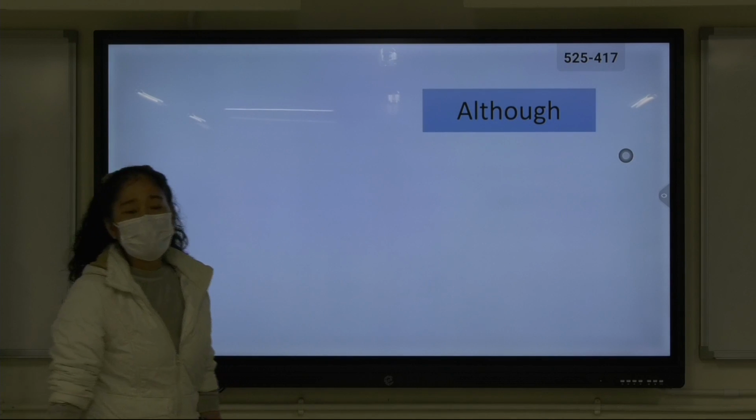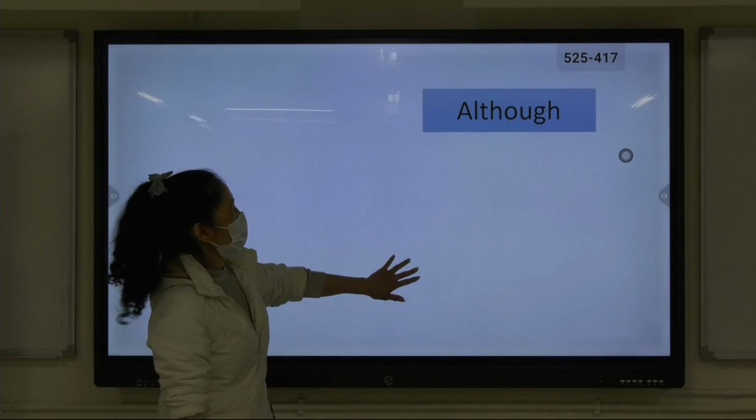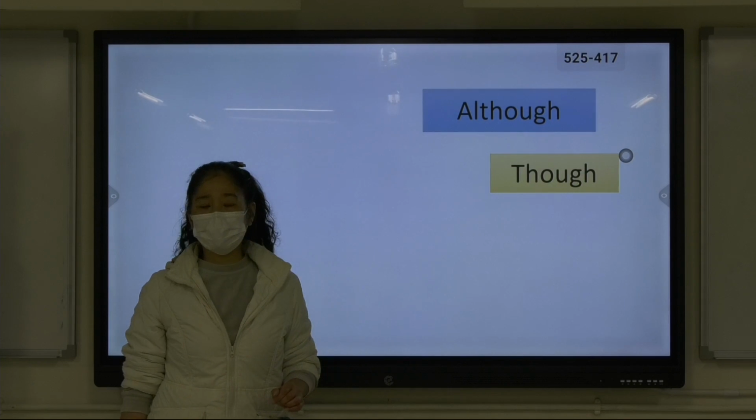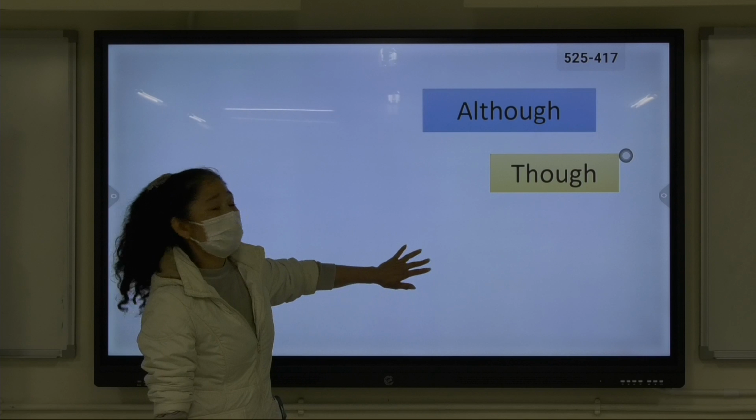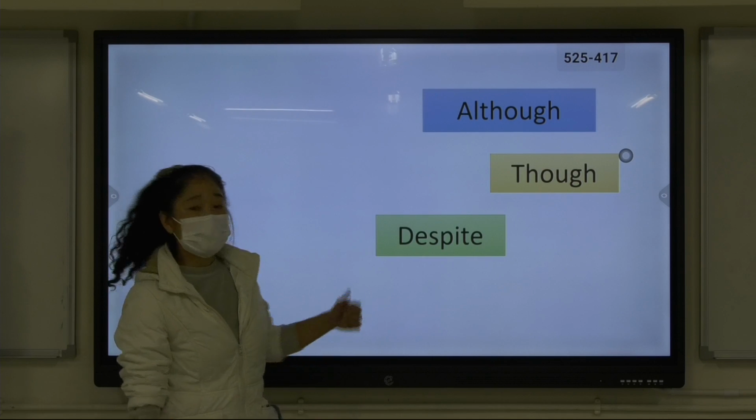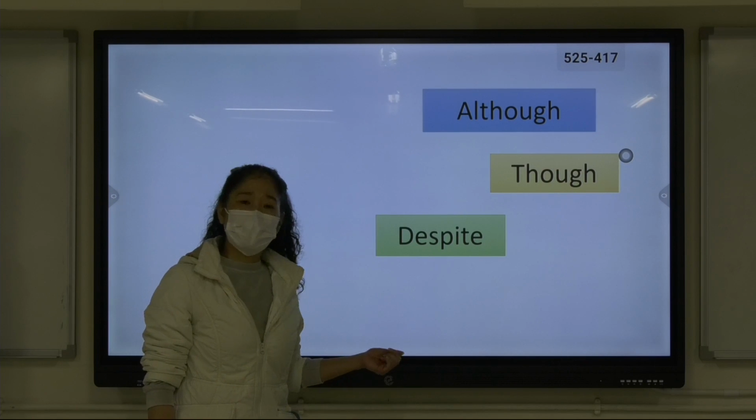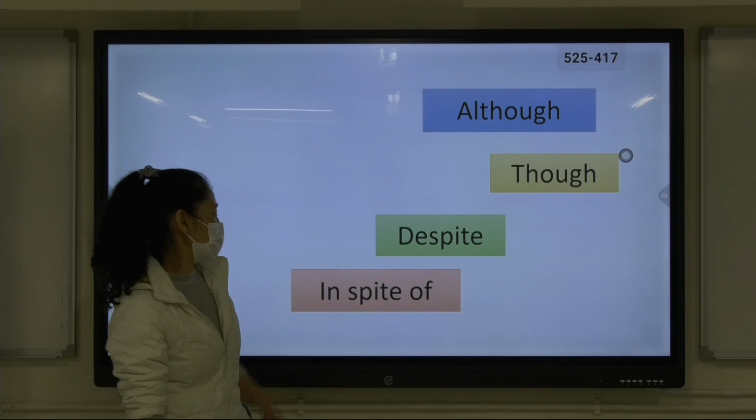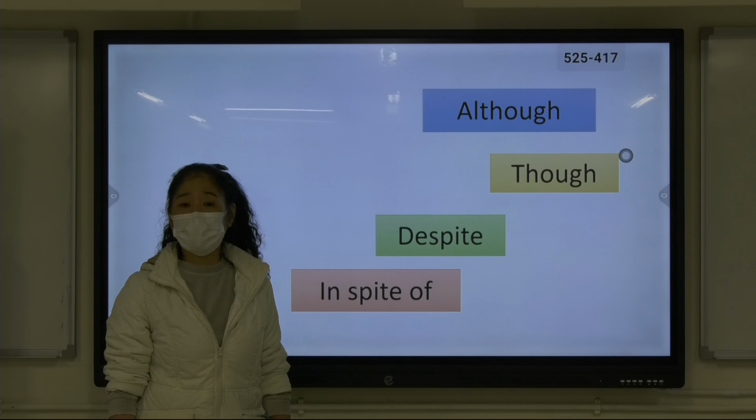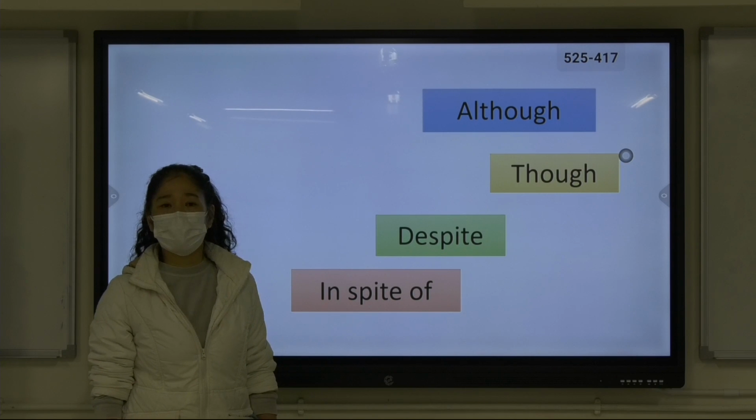Alright, so although, say after me, although. The second connective, though. The third connective, despite. And the last one of today's connectives is in spite of.